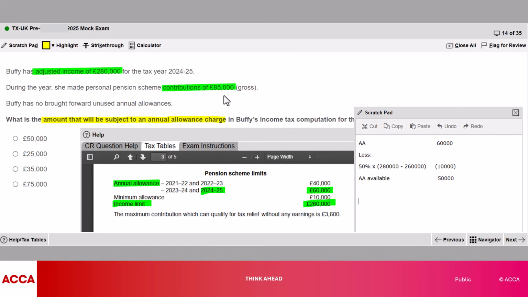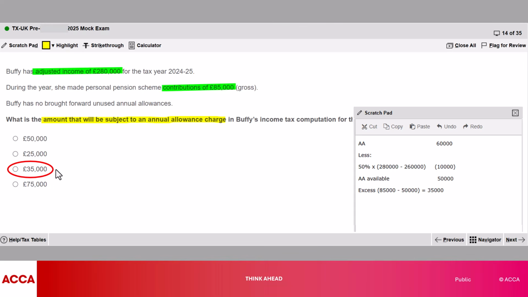Buffy's made contributions of 85,000. There's no mention of anybody else paying in, but we would include an employer's contributions if there were any as well. And we need to compare that to the available allowance. And that gives us an excess of £35,000, which is the third option here.